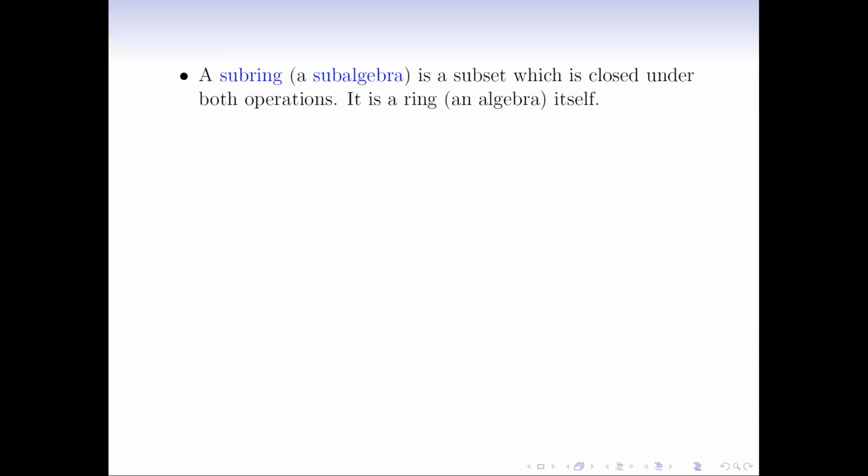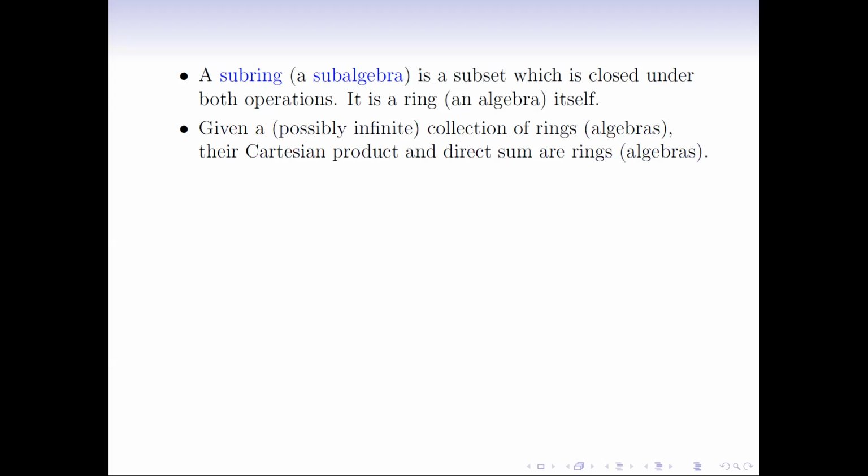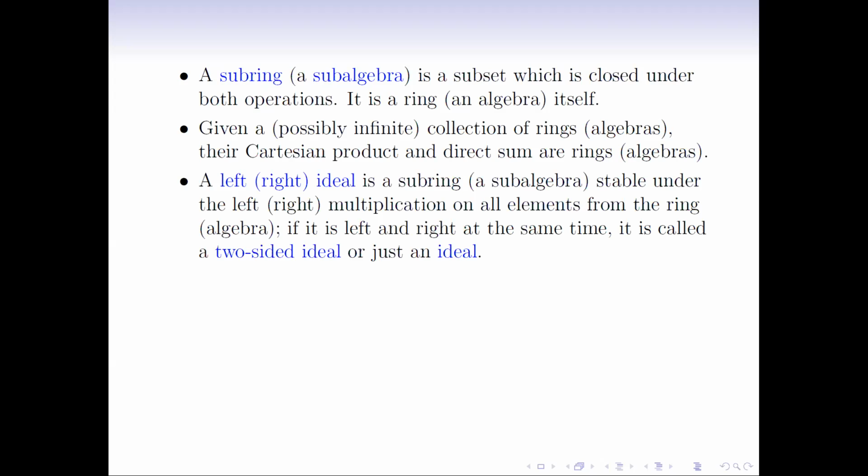A subring or a subalgebra is a subset which is closed under both operations, the summation and the multiplication. It is a ring and algebra itself. If you have a possibly infinite collection of rings and algebras, the Cartesian product and the direct sum are rings or algebras respectively. And we'll see a little bit later how it works. A left or right ideal, by definition, is a subring or a subalgebra which is stable under the left or right multiplication by all elements from the ring or the algebra. If it's right and left simultaneously, then it's called a two-sided ideal, or later we'll call it just an ideal.